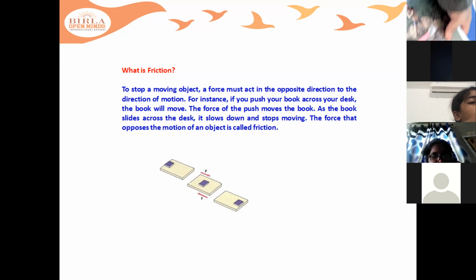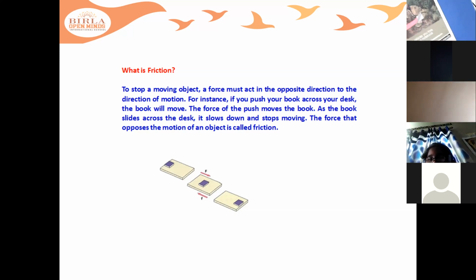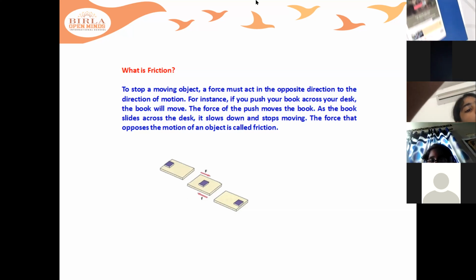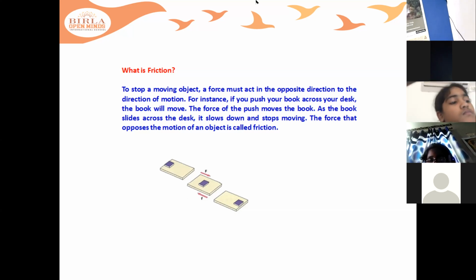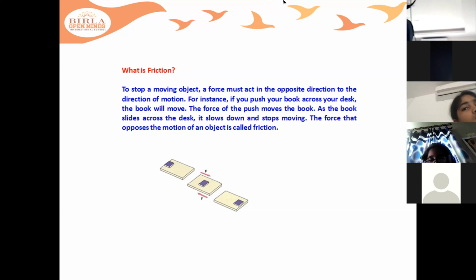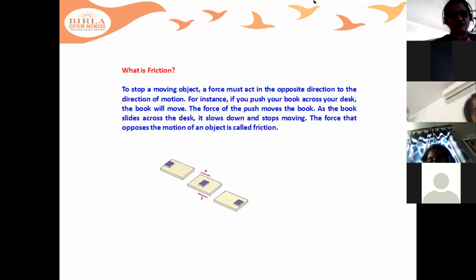I'm keeping this book upon this pencil, and now I'm trying to move it. So it's moving easily. Look. I'll even show you a video, because it's really tough to hold this camera in one place.